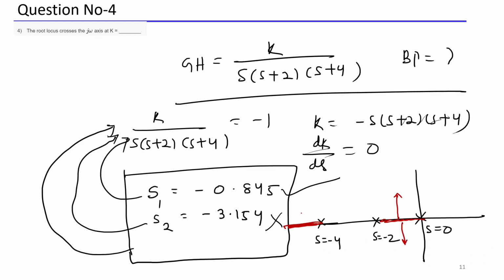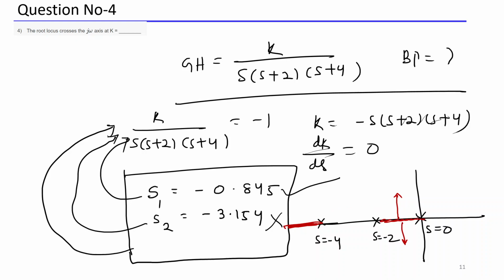Here this fourth rule is applicable, but here the fourth rule is not applicable because the number of poles should be less than number of zeros. It is not satisfied in this question. That's why there is no break-in point or breakaway point after this line. Clear? The fourth point is not applicable here.